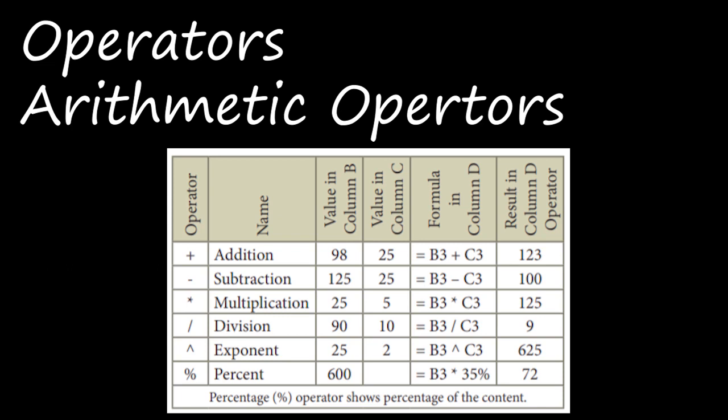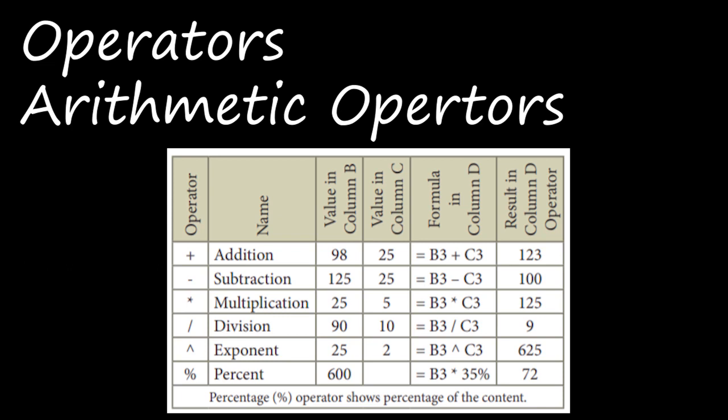The formula in column D is given as equal to, since the formula always starts with equal to. So equal to B3 plus C3, that means 98 plus 25. We are giving the address of the cell. 98 is located in column B, row 3. So B3 plus C3 is 98 plus 25, and the result is given in the last column. 98 will be added with 25 and the result is 123. In the same way, we know subtraction, multiplication and division.